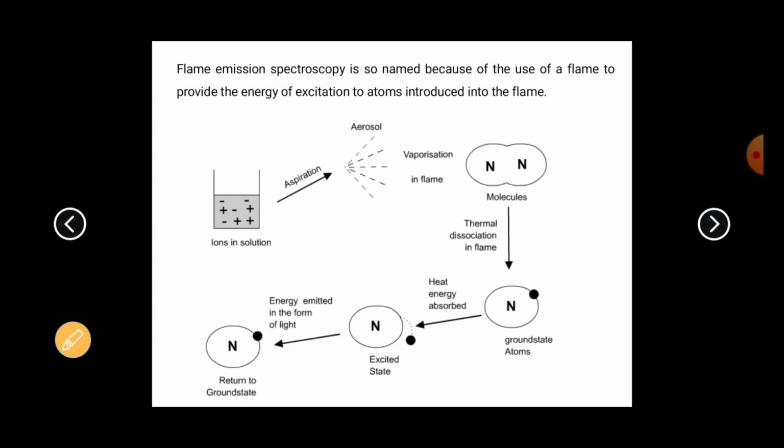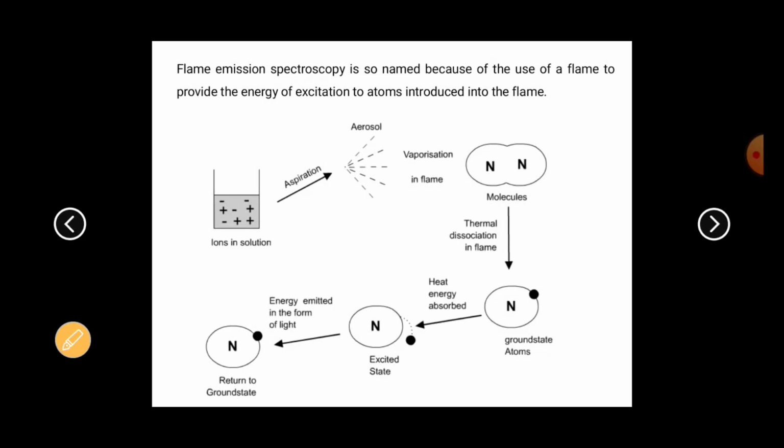When you take a solution of a metallic salt and spray it onto a flame, fine droplets are formed. Due to the thermal energy of the flame, the solvent in the droplets evaporates, leaving behind a fine residue. You can observe the diagram. This residue is converted to neutral atoms. These neutral atoms are converted to excited state atoms by the thermal energy of the flame.